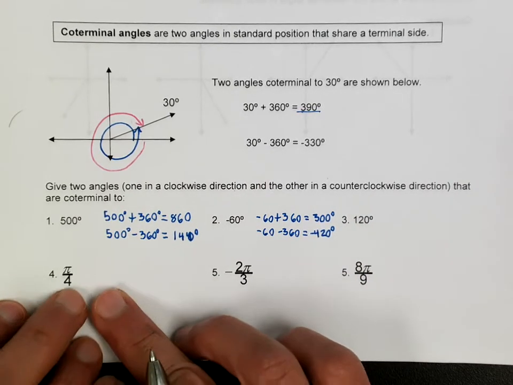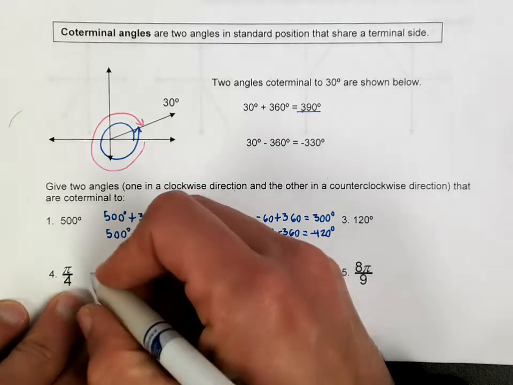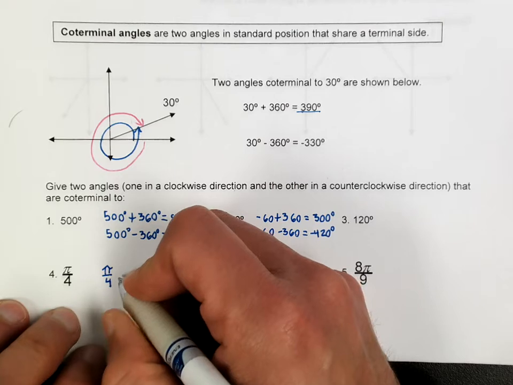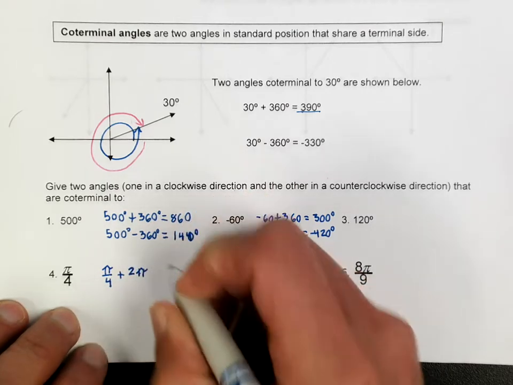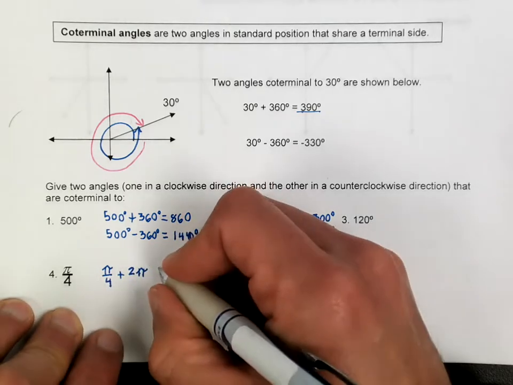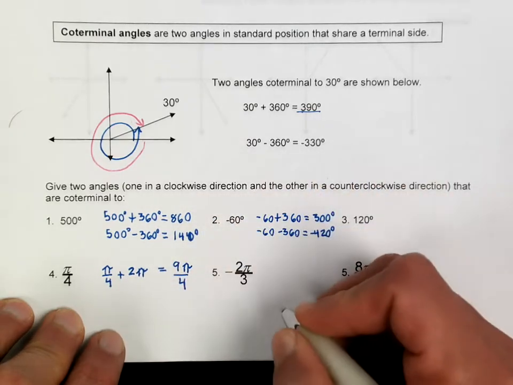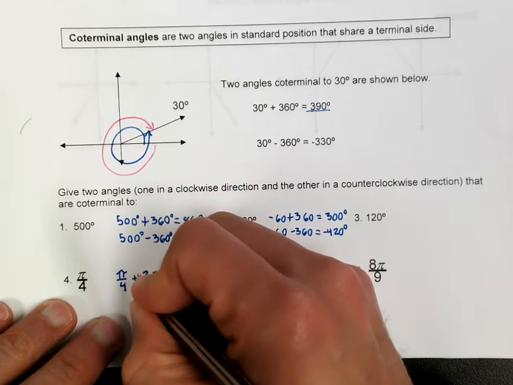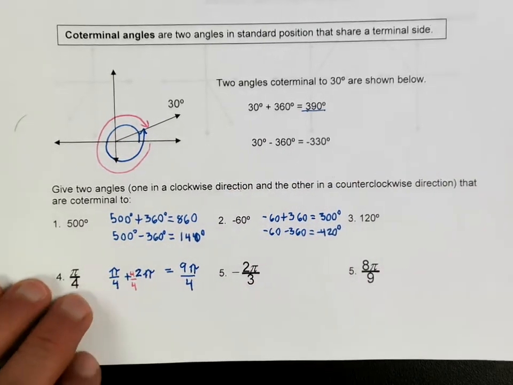The same idea on a problem like this, but instead of adding 360, remember I'm going to add 360 but in radians, which is 2 pi. So I'm going to add 2 pi to this. And 2 pi would be 8 over 4, which will make this 9 pi over 4. So again, remember what I did is I multiplied top and bottom by 4. So I get 8 pi plus pi is 9 pi.